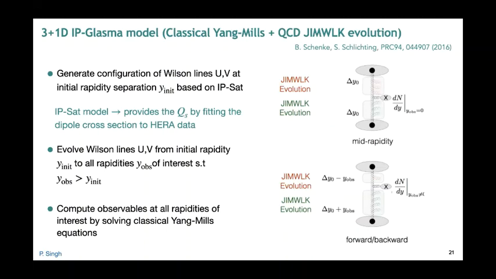Let me define the 3+1D IP-Glasma model. You start by generating the configurations of the Wilson lines at some initial rapidity. In the 3+1D IP-Glasma model, people use IPSat instead of the MV model. This IPSat model provides you this Q_s, which is a saturation scale in terms of the impact parameter and the momentum fraction after fitting to the HERA data. Once you have the Wilson lines at an initial rapidity, you evolve them to all the rapidities of interest using the JIMWLK evolution equation. And once you have the Wilson lines at all the rapidities, you just collide them like 2+1D IP-Glasma to construct the full 3+1D results.